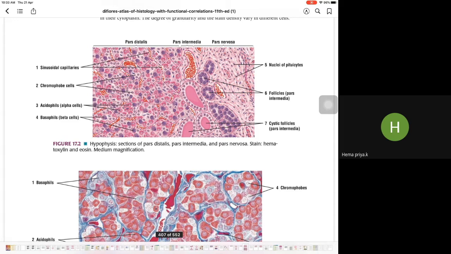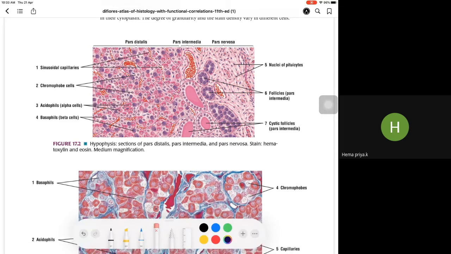Can you see the colloid-like material in the pars intermedia? And you see these clusters. That's what I was telling you. And these are all separated by the sinusoidal blood vessels. And this is what will be highlighted in reticulin stain.